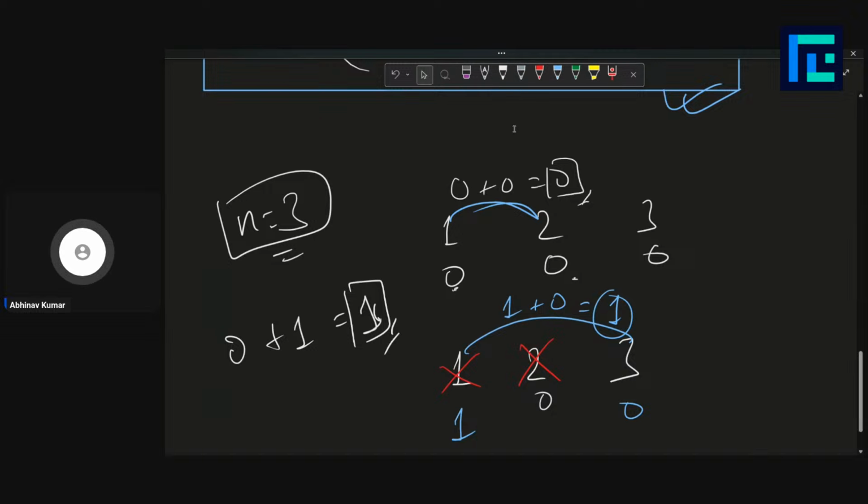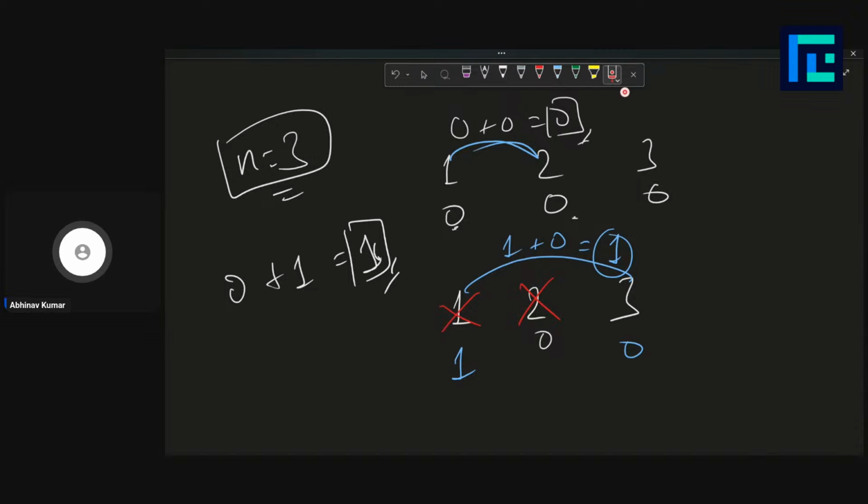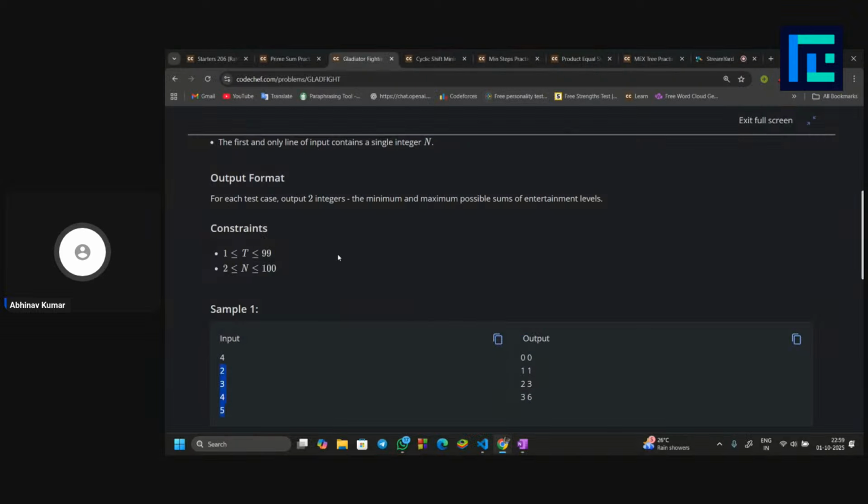Now, whatever other way you do it, let's say in the first fight you assign 2 and 3 to fight together. In the first fight, always one of them wins and he would have a skill level of 1, and the other one gets defeated. So the next fight would be between a skill level 1 and skill level 0 only. So for n equal to 3, always the first fight would have an entertainment level of 0, and the second would have an entertainment level of 1. So it would be 1 only, both the maximum and minimum. So 1 comma 1 would be your answer for this test case. For n equal to 3, 1 and 1 would be the answer, 1 is both the minimum as well as the maximum.